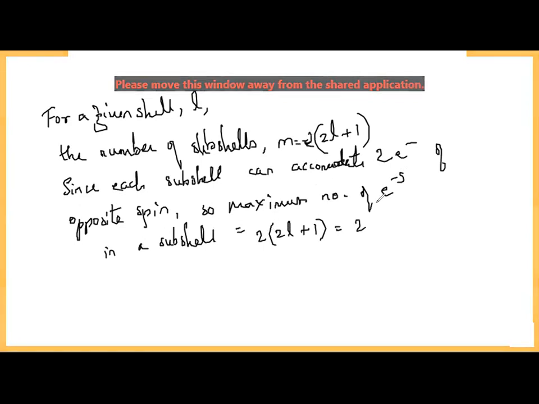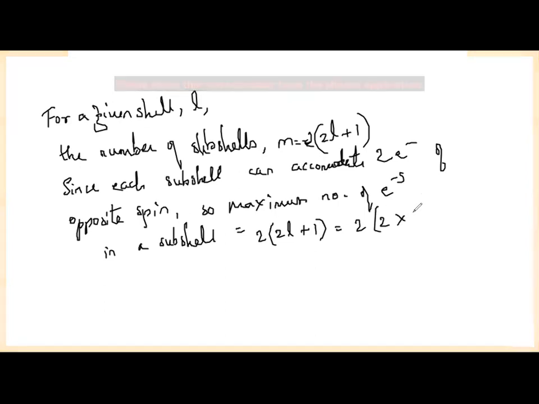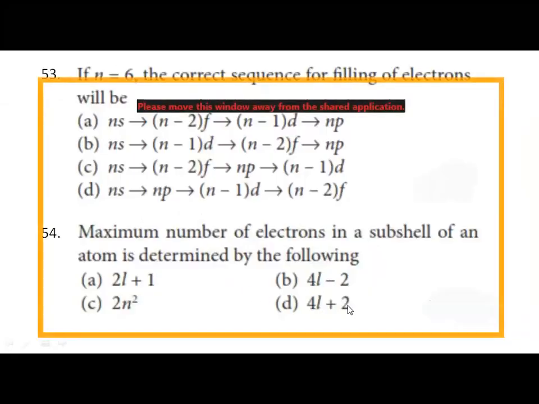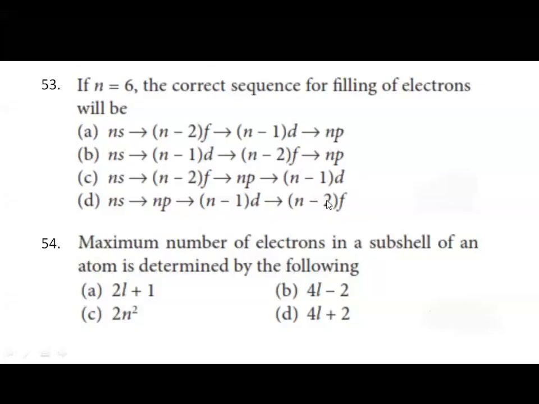That is 2 into how much is L? Okay, L is not given. So I can write it as 4L plus 2. This is what we have already seen in our content. So 4L plus 2. So option D is the correct option. So for this, the correct option is 4L plus 2.